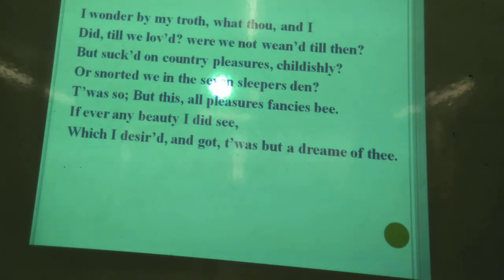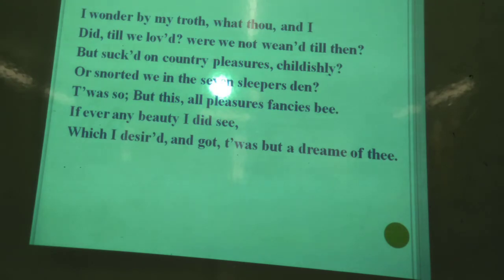Were not we weaned till then? So, what does weaned mean here? When a child is not allowed to feed at the breast of his mother. We say that this is how it has to be done that way. So, this is a very unconscious way. They were very kids whenever they fell in love with each other.